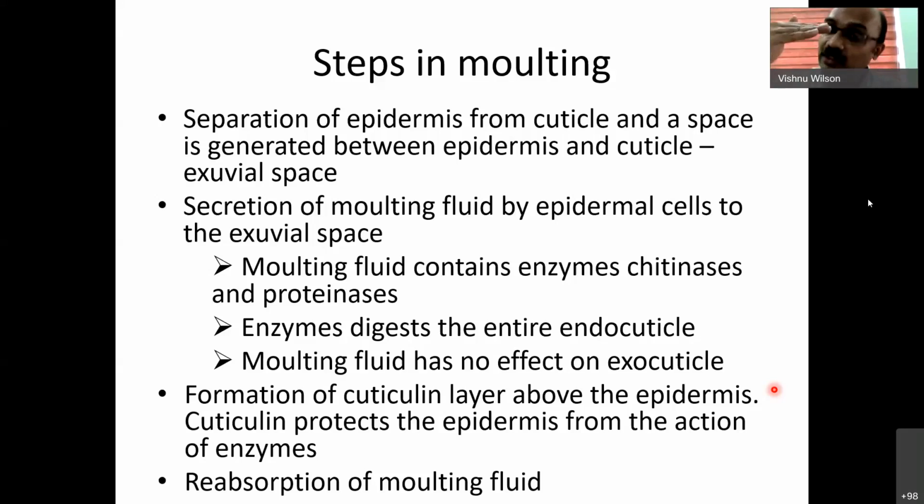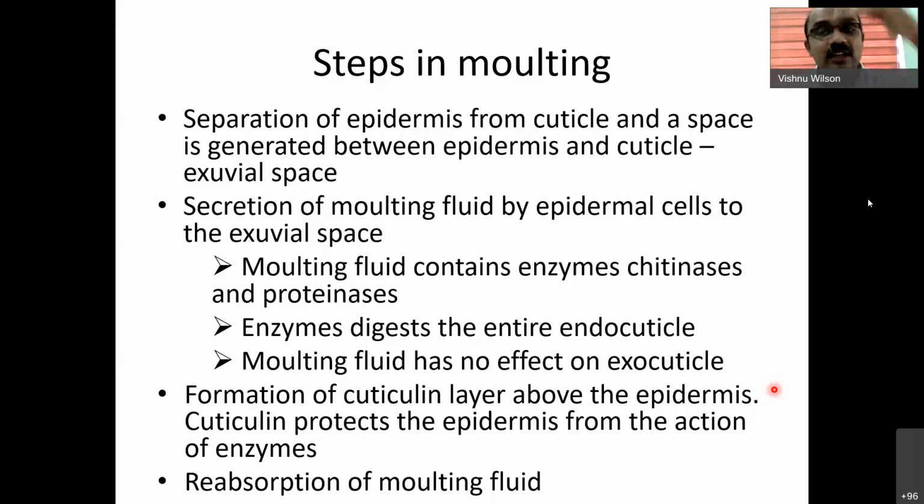So once the new cuticulin layer is formed just above the epidermis, only then do chitinases and proteinases become active. So if you are asked which is the first layer of cuticle formed during the molting, it is the cuticulin layer or the outer epicuticle. And then the enzymes, once activated, the chitinases and proteinases digest the endocuticle.